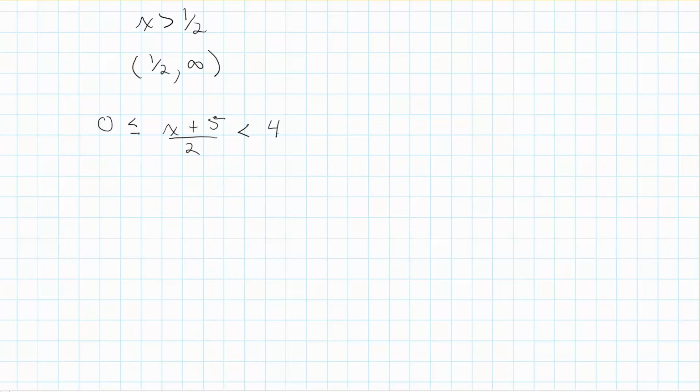Now this has got two inequalities here. Now this is where I'll already point out you have to be careful. This one is okay. The reason it's okay is the transitive property holds. And I'm going to write this off to the side here. We have 0 is less than x plus 5 over 2. And we also have that x plus 5 over 2 is less than 4. But the transitive property would imply then that 0 is less than 4, which is absolutely true. So I'm okay writing it as one long inequality like this.